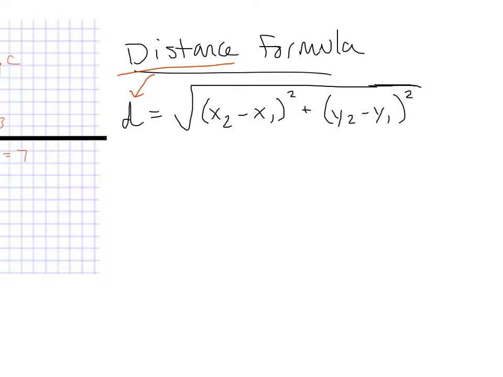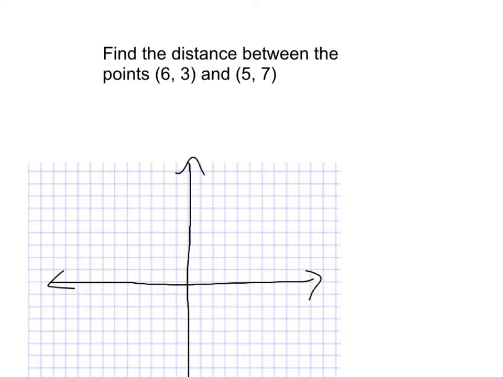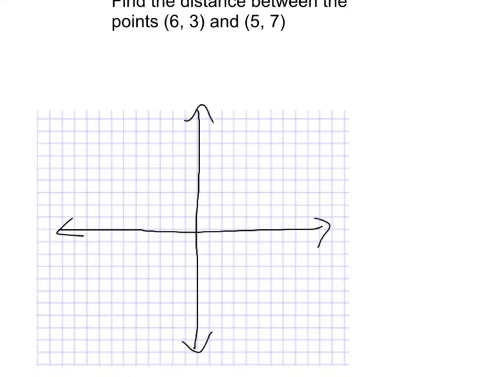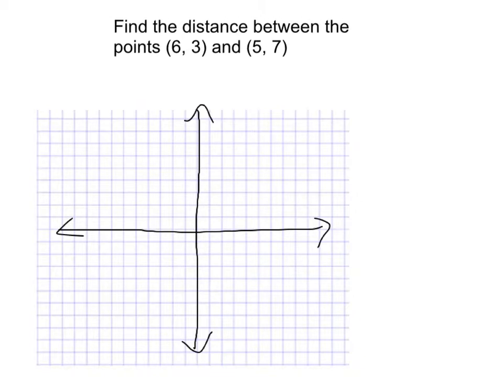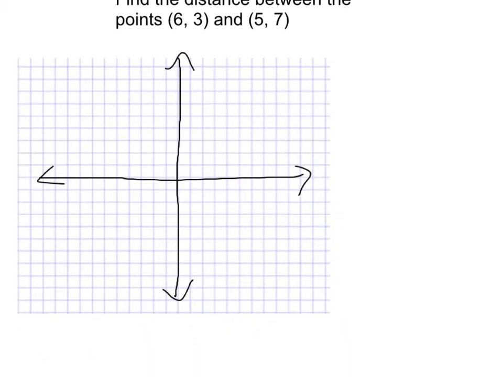Well, let's work through a problem. All right, so we're going to find the distance between the points (6, 3) and (5, 7). So we don't actually need to graph them, but if it helps, we can. So let's just do that real quick. If I'm going to graph the point (6, 3), I'm going to call that point A and then point B. So point A is at (6, 3). So over 1, 2, 3, 4, 5, 6, up 1, 2, 3. And then (5, 7): over 1, 2, 3, 4, 5, up 1, 2, 3, 4, 5, 6, 7. Okay, so we're finding the distance between those 2 points. That's A and that's B.